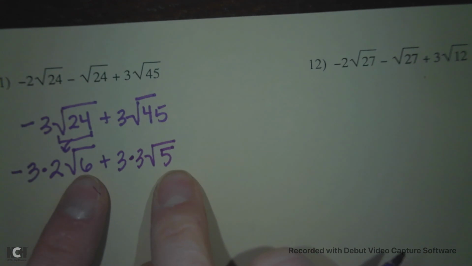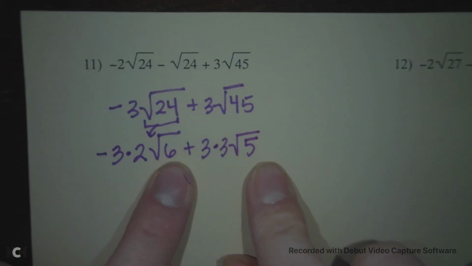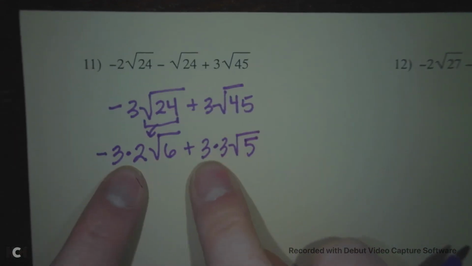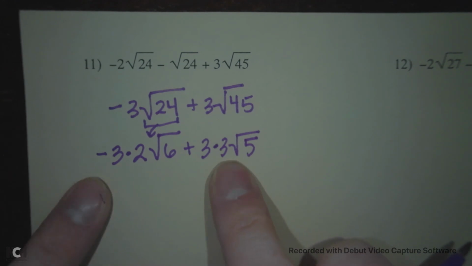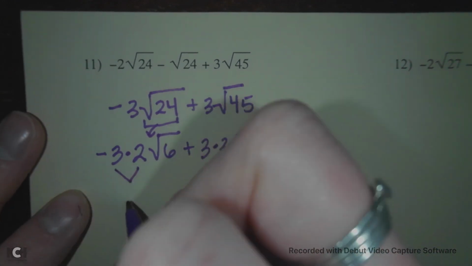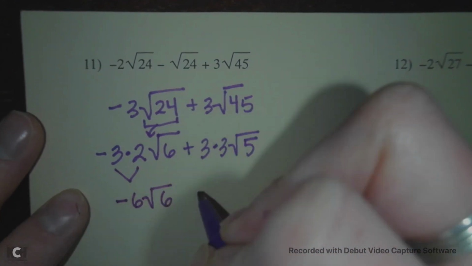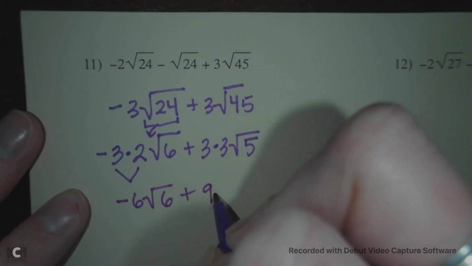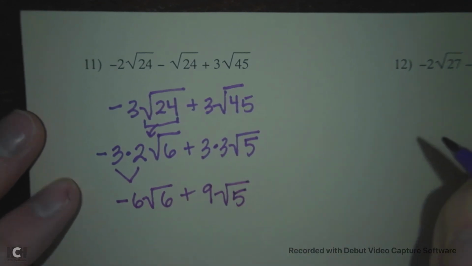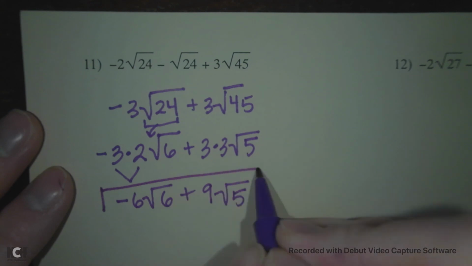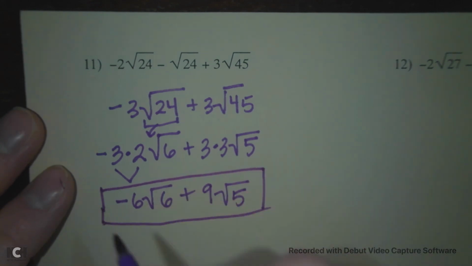Now my root 5 and my root 6 are very different, so I won't be able to combine these in the end, but I can reduce these numbers in front by just multiplying. So we're going to multiply. -3 times 2 is -6, and then 3 times 3 is 9, and the radicals stay the same. So now we have combined our like terms and reduced our radicals.